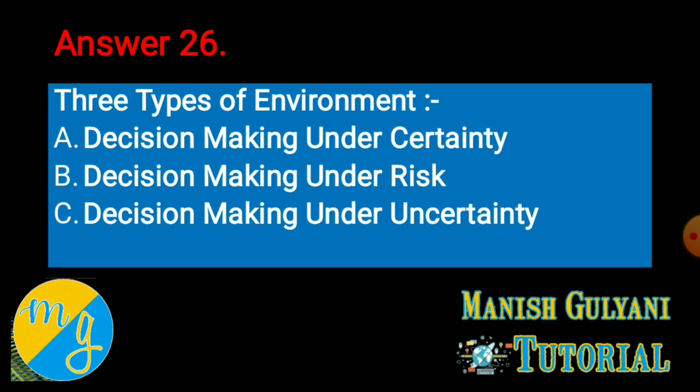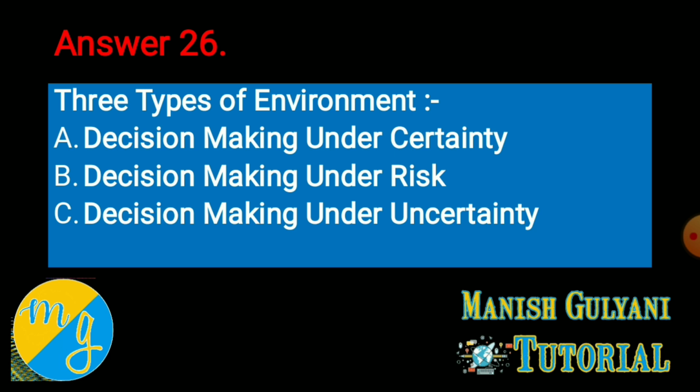Everything is well defined, everything is well known. So in this type of environment, the decision maker has complete and accurate knowledge of each and every alternative, plus there is only one outcome of each alternative. For example, the decision to invest in NSC, National Savings Certificate, Indira Vikas Patra, or deposit in the National Savings Scheme. In all these cases, the interest rate is well known, the interest rate is secure.